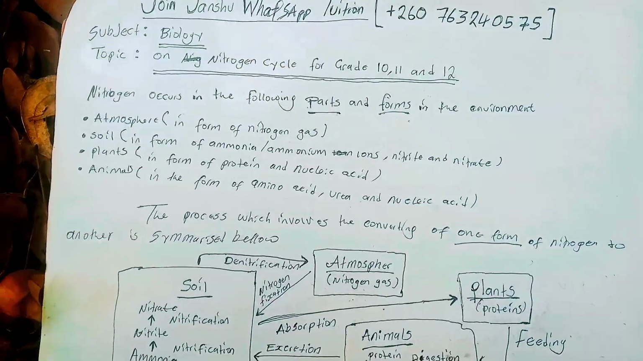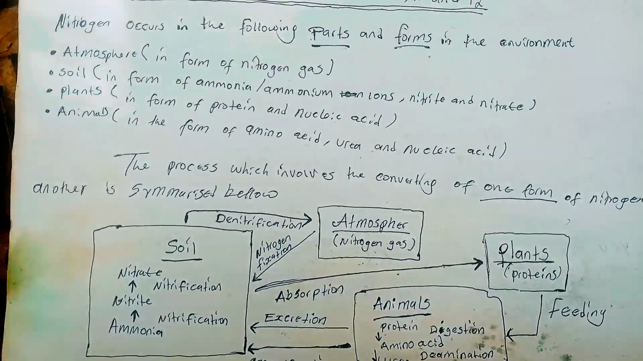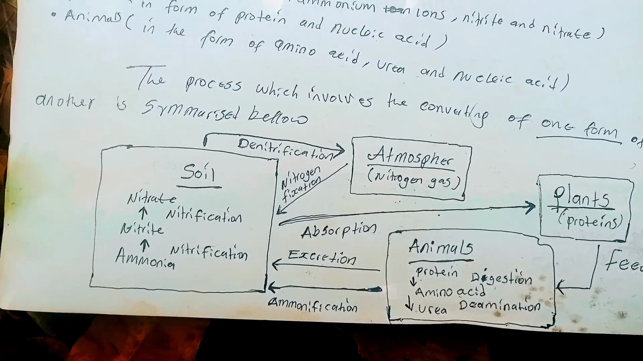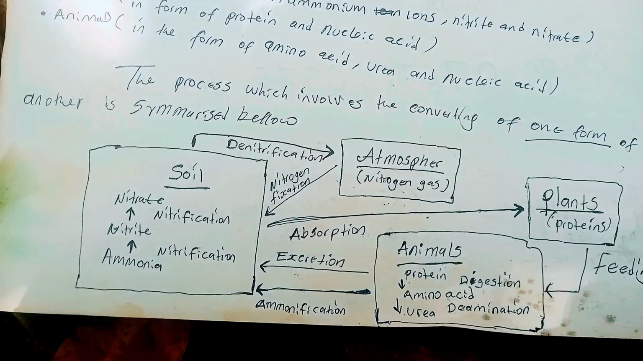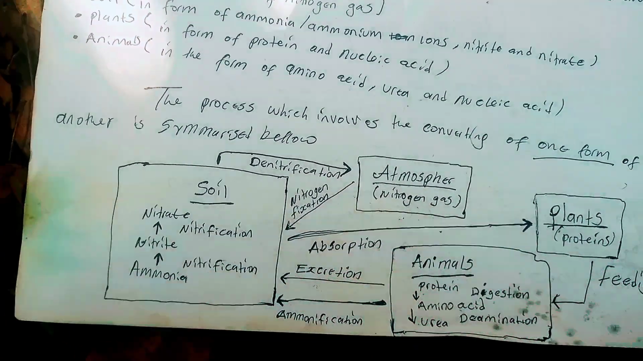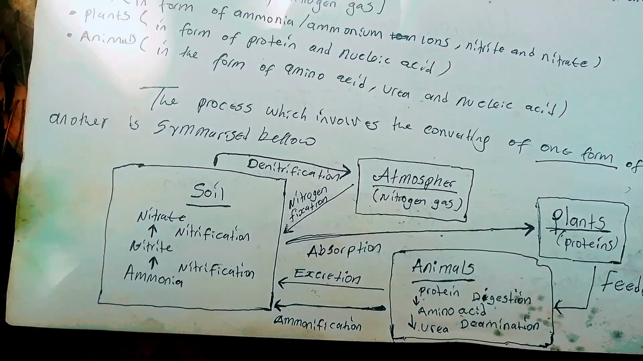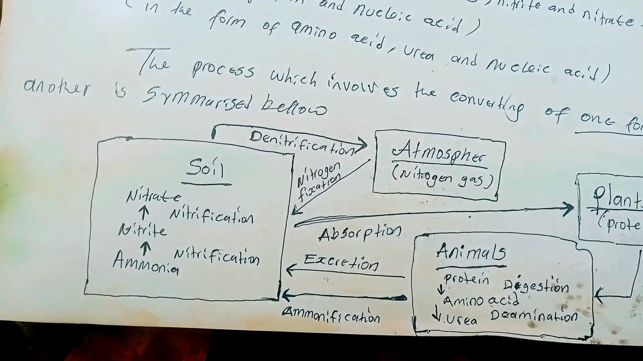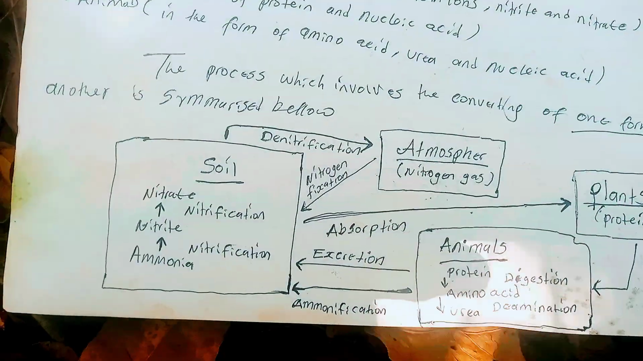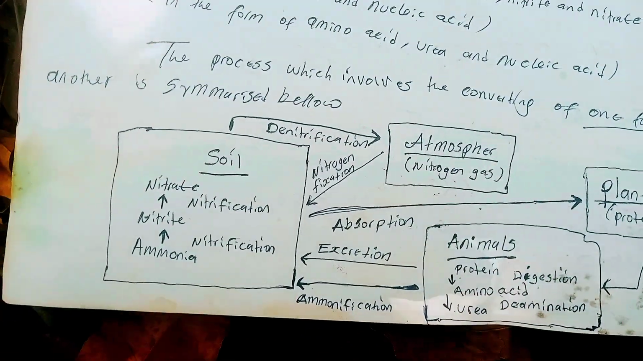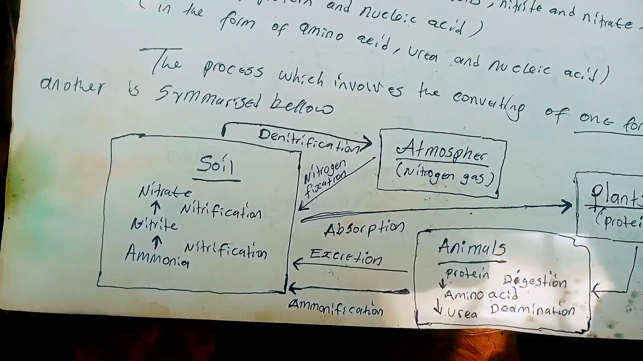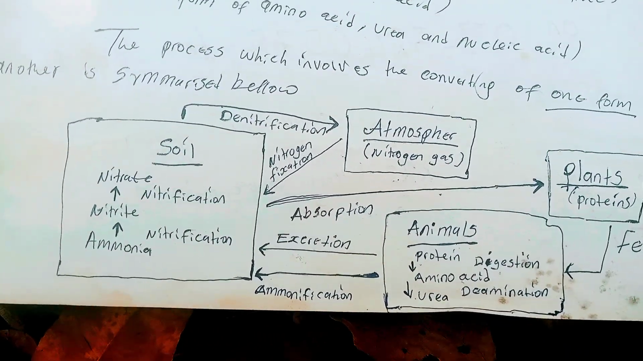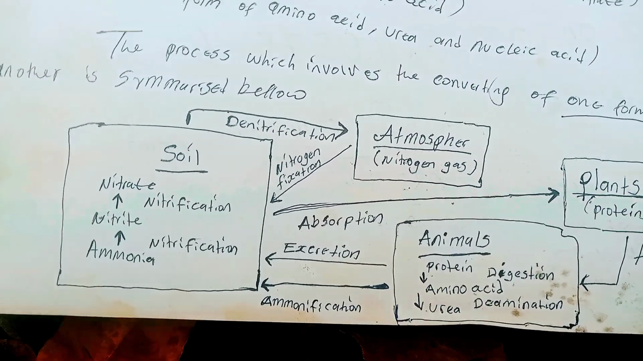Now that we are talking about the nitrogen cycle, we should know more about how nitrogen moves from one form to the other. In order for nitrogen as a gas to move from one form to another, it really involves the help of bacteria. So we have some processes which we call nitrogen fixation, nitrification, ammonification, and denitrification.